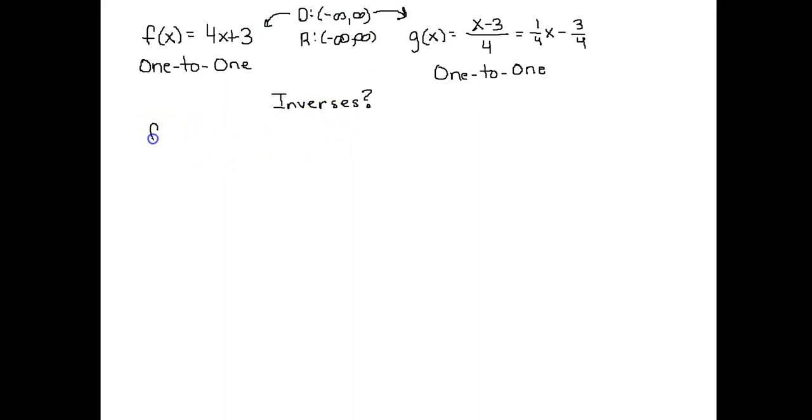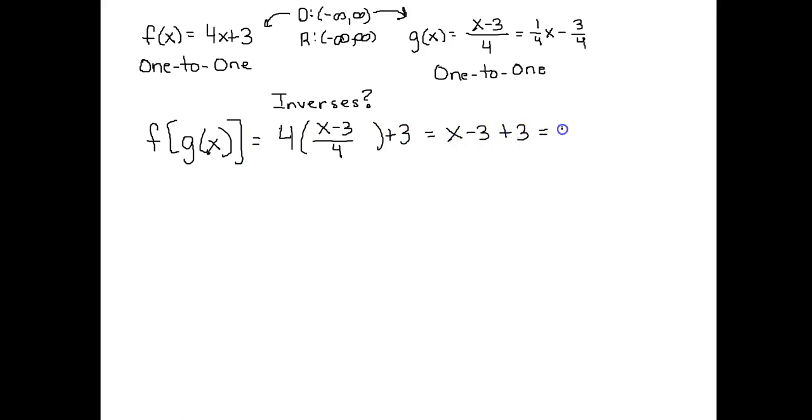So let's find the composition of the functions. Let's do f of g of x first. Remember, f of g of x, you're taking f of x, and in place of x, you're plugging in g of x. Let's see, 4 over 4 reduces, so you have x minus 3 plus 3, which equals x. So far that checks out. And then you want to do g of f of x. That's the one where you take g of x, and in place of x, put f of x.